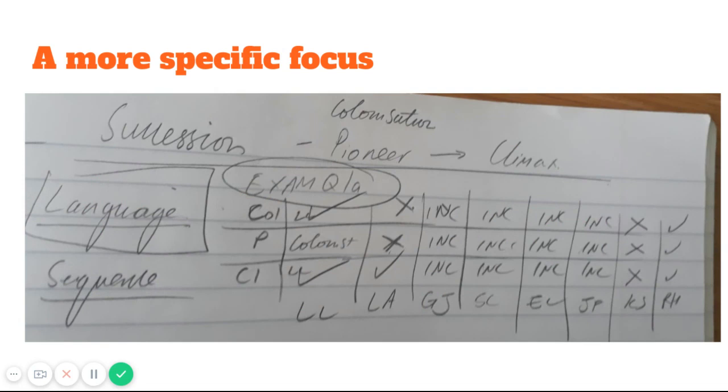This is a much more specific focus. This was from one exam question. It was a 5-point A-level question on succession. And the mark scheme itself had 1 point for use of language. It didn't specify the language, which I've scribbled at the top: colonisation, pioneer, and climax community. And I really wanted to know that they were using the correct language in the correct way.